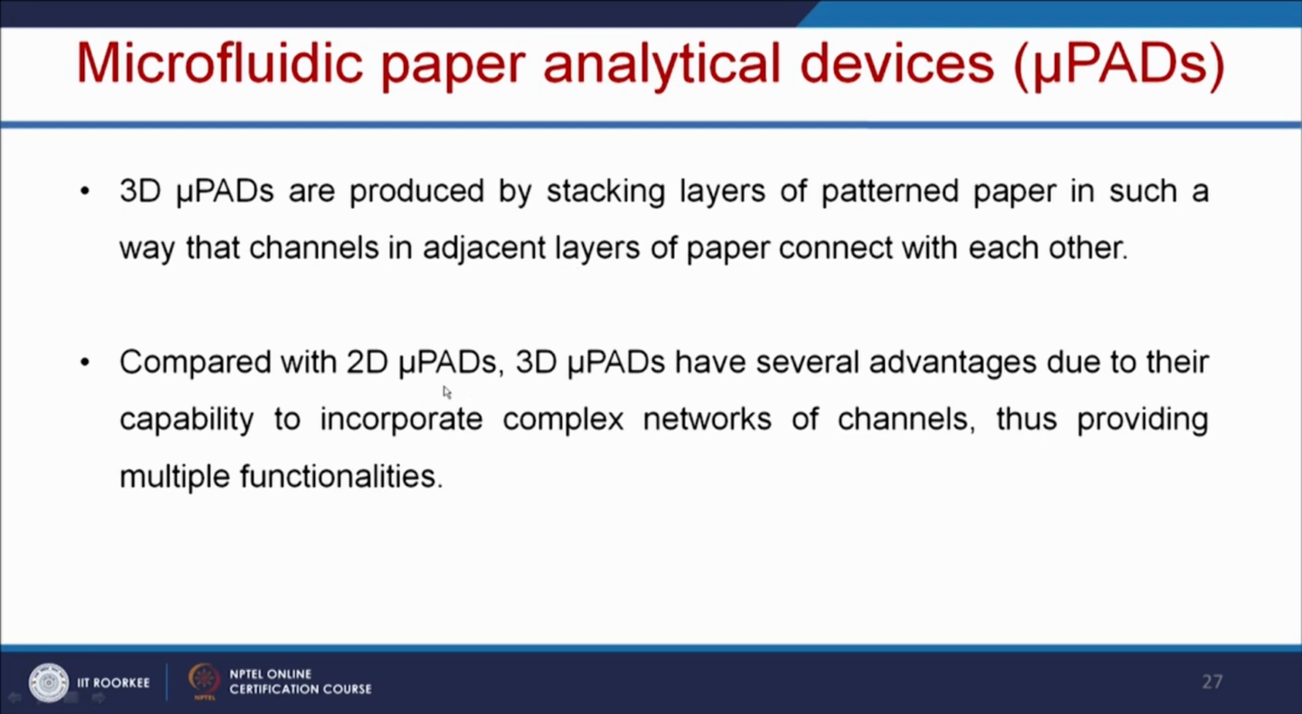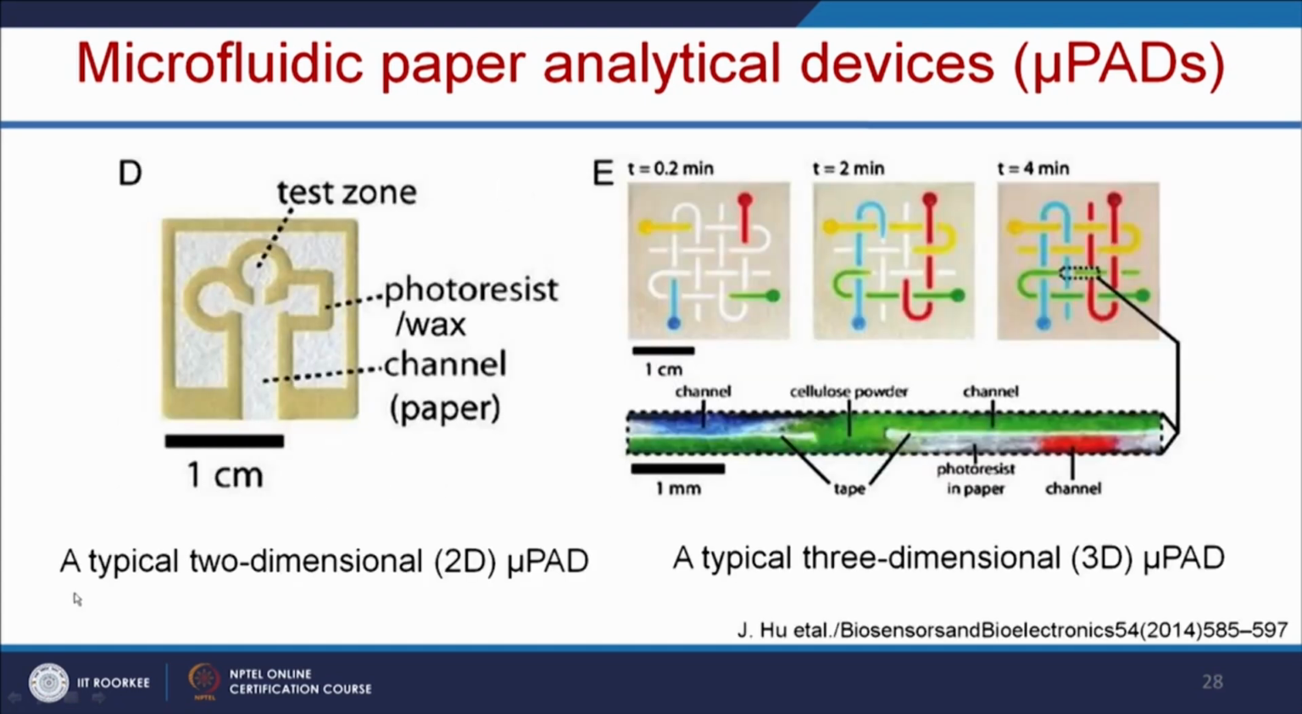And compared to the 2-dimensional micropads, these 3-dimensional micropads have several advantages, due to their capability to incorporate complex networks of channels and thus providing multiple functionalities. So this is a typical example of a 2-dimensional micropad. This is a channel, and this channel can be created using photoresist or wax, and this is a test zone. And when you add the sample, it can detect the glucose or the protein in the urine sample or any other sample. And this is a 3-dimensional micropad. So here it has multiple channels, which could be useful for detecting multiple pathogens.